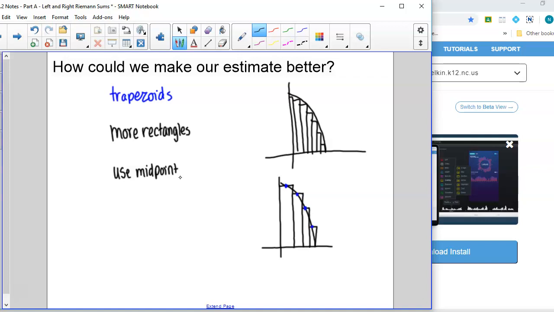In fact, midpoint and trapezoids, it just depends on the shape which one's going to be better. So for some, midpoint might actually be better than the trapezoids. For others, trapezoids might be better. But those are both going to be closer than just using left or right endpoints. So we are going to do trapezoids and midpoints some, but today we still want to mostly just focus on those rectangles.